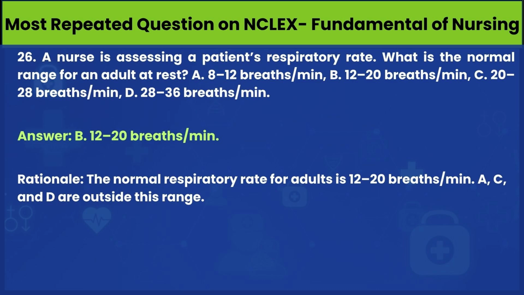Answer: B. 12 to 20 breaths/min. Rationale: the normal respiratory rate for adults is 12 to 20 breaths/min. A, C, and D are outside this range.